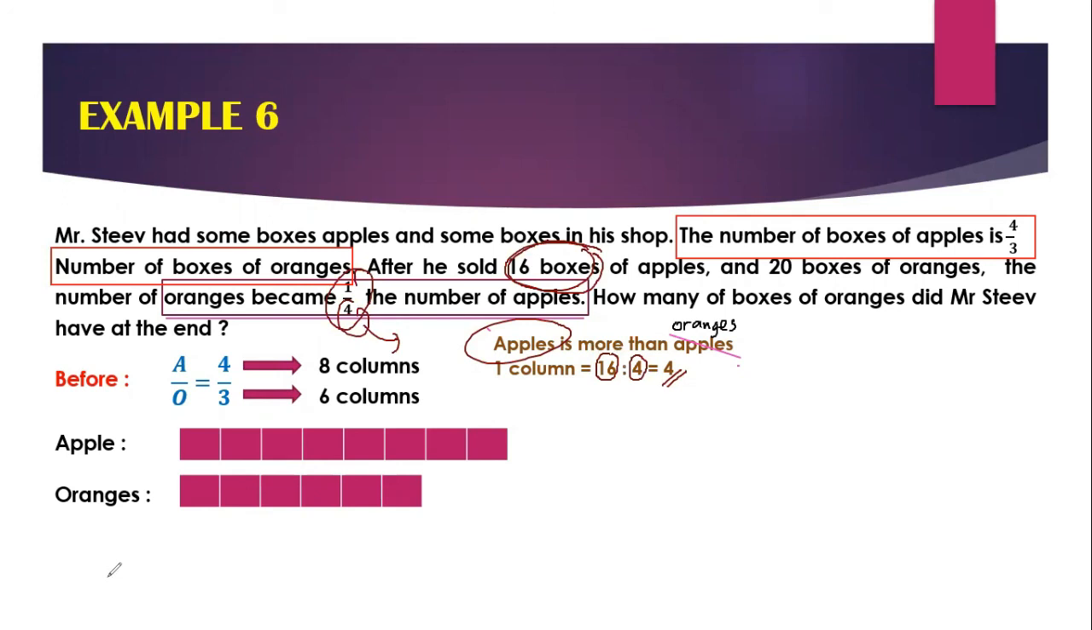So the ratio of one column is with respect to the highest number of components. Students, there are two fruits here, apples and oranges. The information at the end is that oranges became a quarter the number of apples, so apples is more than oranges. So one column is the number of apples, 16 here, divided by 4. The ratio of the last number is 4. So that's why 16 divided by 4 is 4. Is it clear to everyone?